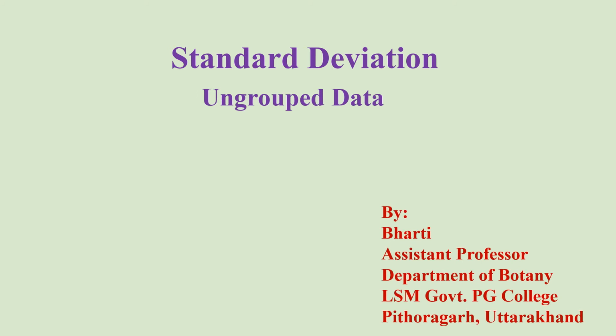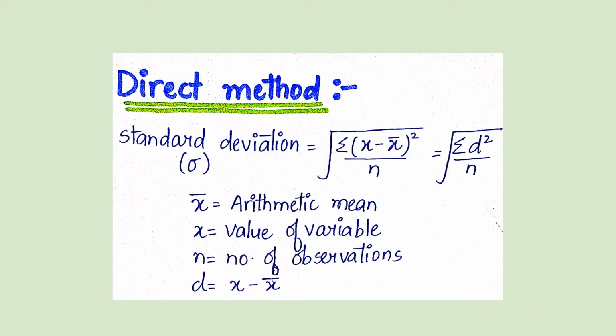Good morning students. Today I am going to discuss how to calculate standard deviation for ungrouped data. For ungrouped data, standard deviation is calculated by two methods, direct method and shortcut method. Formula for direct method is under root sigma (x minus x bar) whole square upon n.